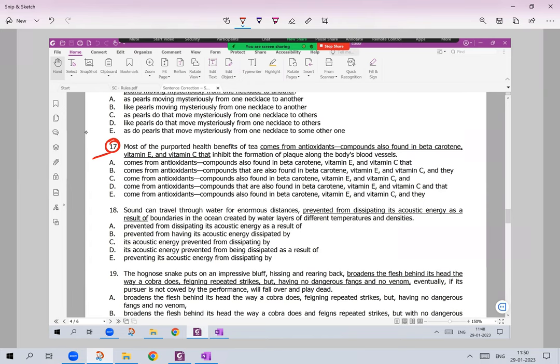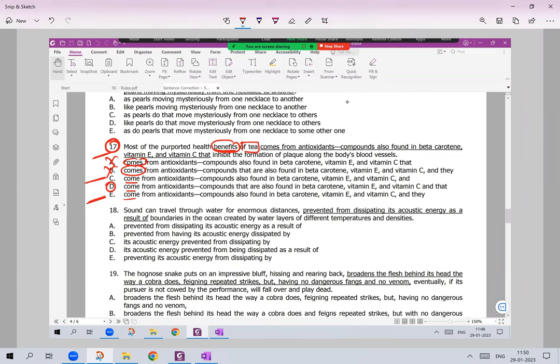What's the answer, guys? Tell us. D, okay. So first of all, most of the purported health benefits, we are talking of T. It can't be comes for sure. So these two are gone. It should be C, D, and E. Why C and E is wrong? If at all who has marked answer D, please tell me.